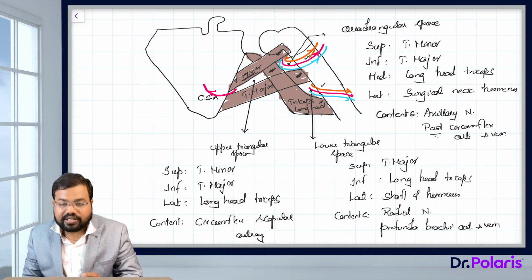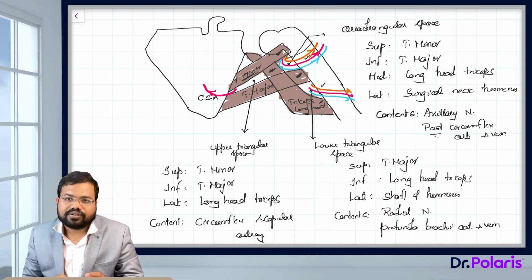So in two of these spaces, the lower triangular space and the quadrangular space, we have a neurovascular bundle, whereas in the upper triangular space we have only a vascular structure.